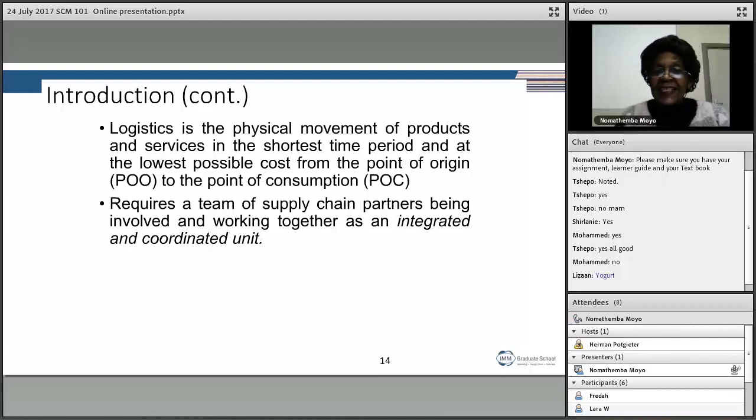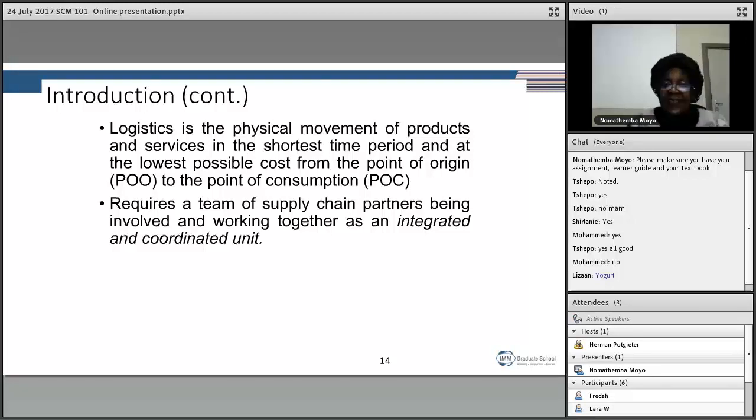Logistics then is the physical movement. If it's wine coming to Joburg from Cape Town, its physical movement to this place is part of logistics. So logistics is the physical movements of products and services in the shortest time period and at the lowest possible cost from the point of origin, which is abbreviated POO, to the point of consumption, which is POC. So it is from point of origin to point of consumption.